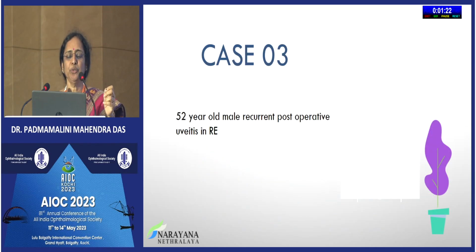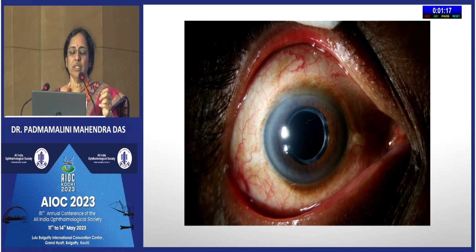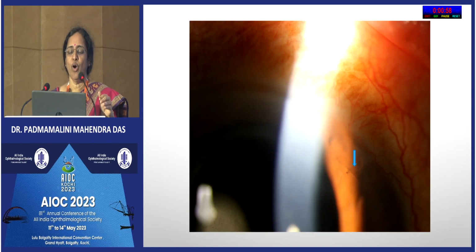Next case is a 52-year-old male presented with recurrent postoperative uveitis. The patient has had recurrent uveitis for the past 4 months. Whenever you use the topical steroids, inflammation comes down, and after stopping it comes back. There is no systemic history. Posterior segment is absolutely normal. On close slit lamp biomicroscopic examination, we could see the presence of a cotton thread in the side port. That is the reason. As long as the patient is using the steroids, inflammation is under control. The minute they stop, it comes back.